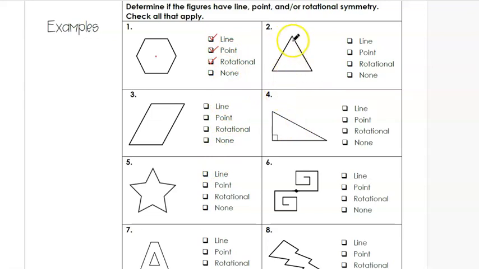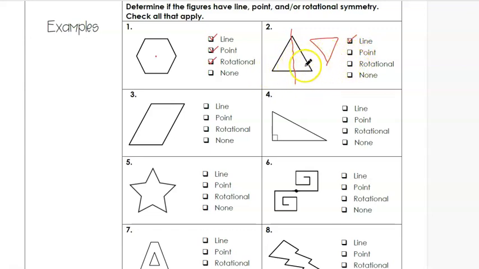For number 2, this definitely has line symmetry. I can draw a vertical line, and if we fold on that line, these two sides would match up together, so definitely has line symmetry. And then we could also rotate. It doesn't have point symmetry because that would mean it would be upside down. It would look like this if I rotated 180 degrees, so it doesn't have point symmetry.